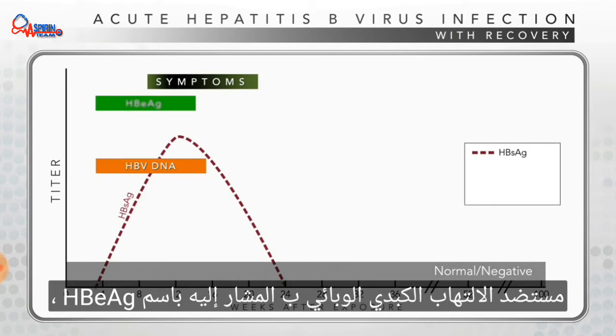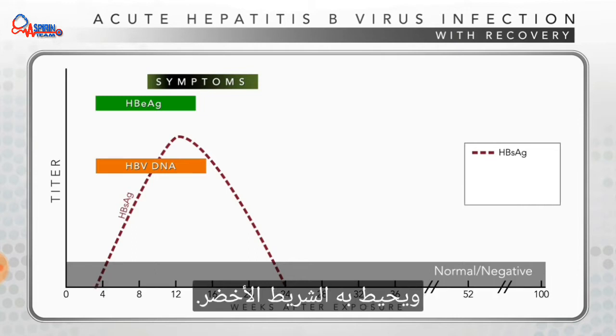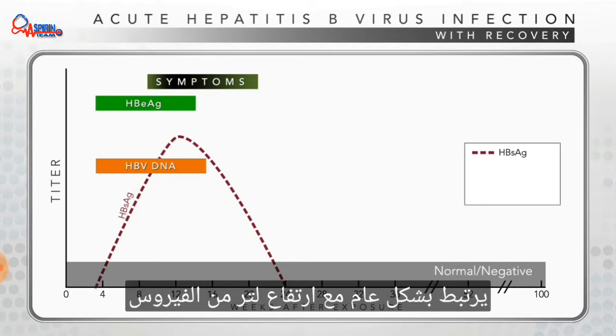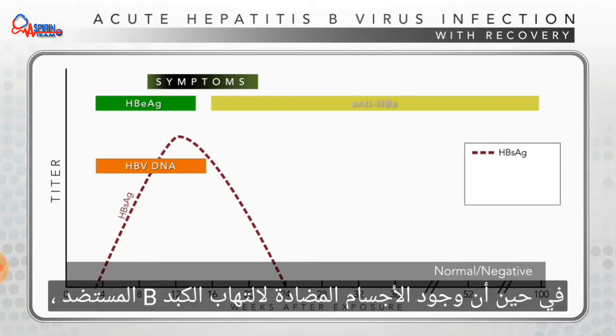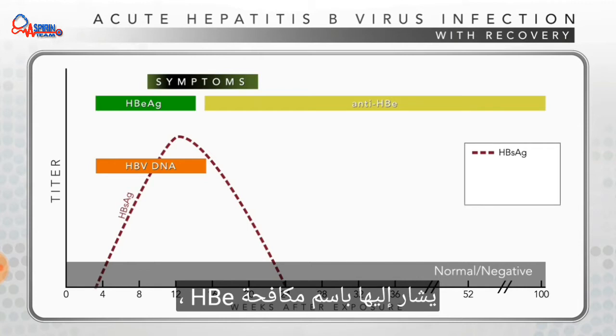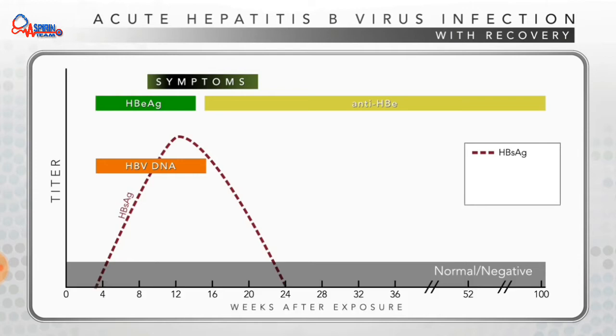Hepatitis B e antigen, referred to as HBeAg, is usually detectable in patients with acute disease and is noted by the green bar. The presence of HBeAg in serum generally correlates with higher titers of virus and greater infectivity, while the presence of antibody to hepatitis B e antigen, referred to as anti-HBe, shown by the yellow bar, denotes lower levels of virus and thus less infectivity.